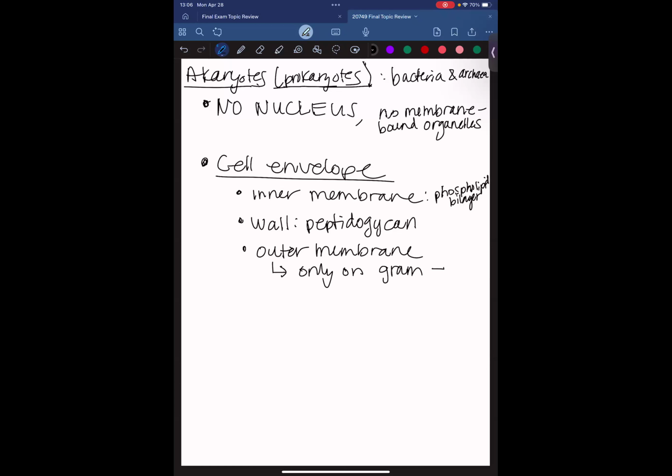So that peptidoglycan cell wall can also be decorated with that wax that we see in acid-fast bacteria. And that wax is mycolic acid, right? And we see that in Mycobacterium, right? So here's our basics of what are gram-positives.